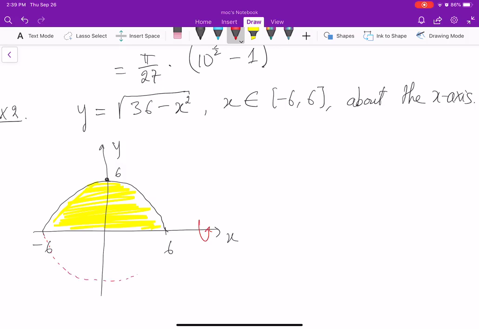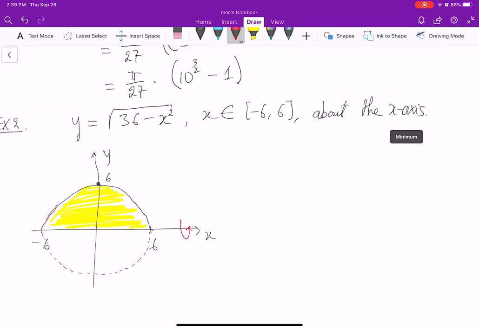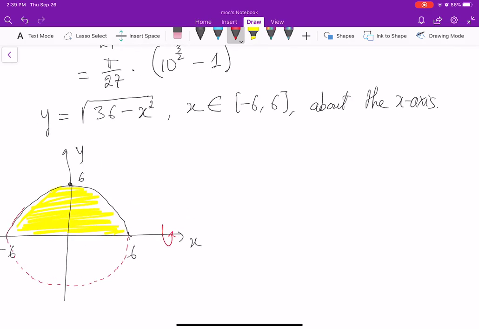I don't know if you can realize what this is. Actually this is a circle, right? So when you rotate this, you get a sphere. So we need to find the surface area of this sphere, basically. Of course, we know that formula, right? But now we need to use an integral to get that. So firstly, I need to find the derivative of this function, right?